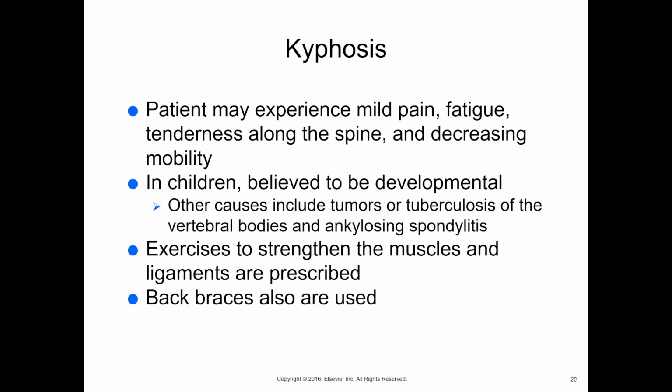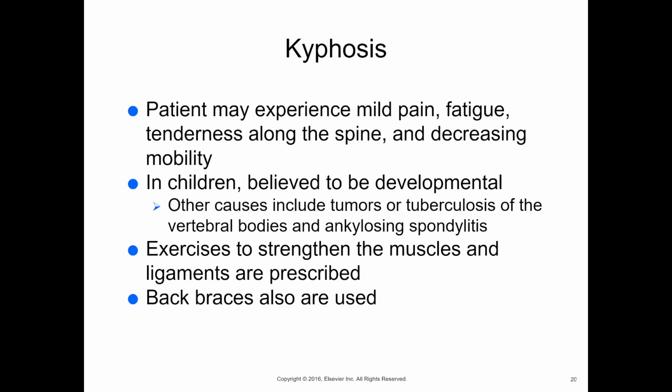So kyphosis, as mentioned before, our thoracic and sacrum have a naturally kyphotic curve. We don't see really a change in the sacral kyphotic curve because the sacral vertebrae are fused. But with increased kyphosis, you're going to get an abnormal outward curve. So you kind of get a hump in your thoracic spine.